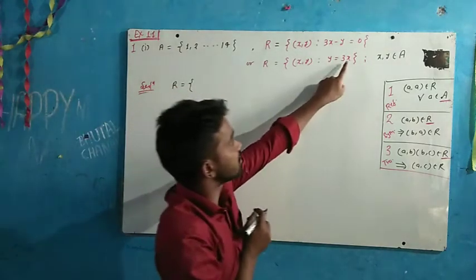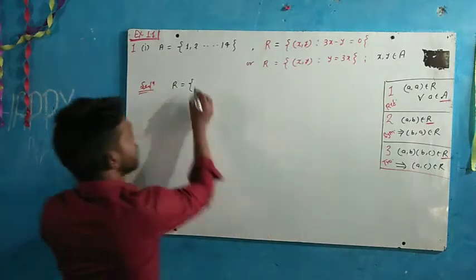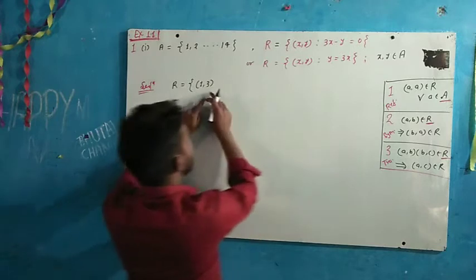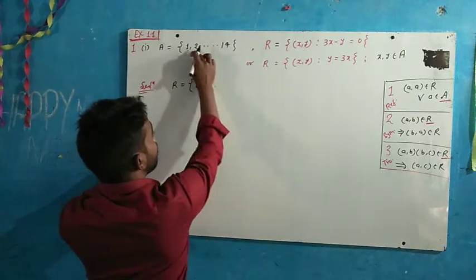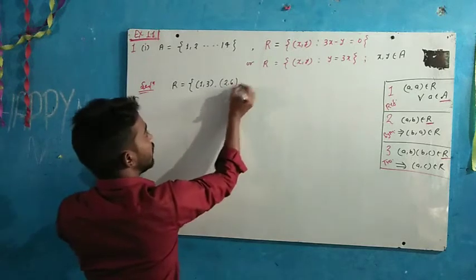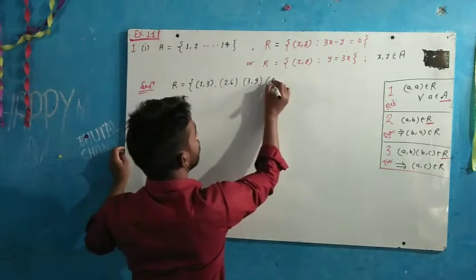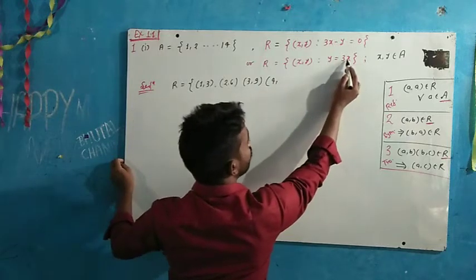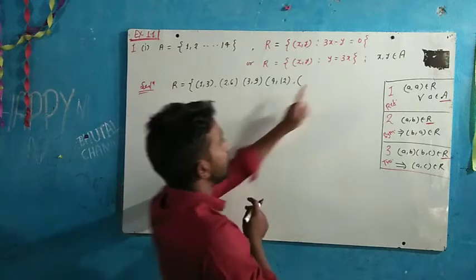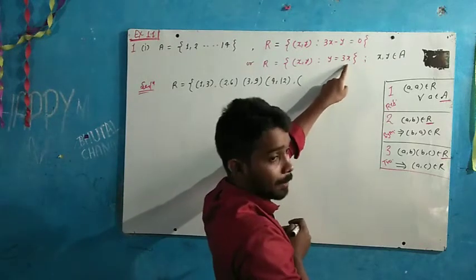Just put the value of x as 1, so y becomes 3. It means if x is 1, y becomes 3, meaning y is three times x. If x is 2, y becomes 2 times 3, that is 6. In the same way 3 gives 9, and x value 4 gives y value 3 into 4, 12. Clear? If x value is 5, y becomes 3 into 5, 15.